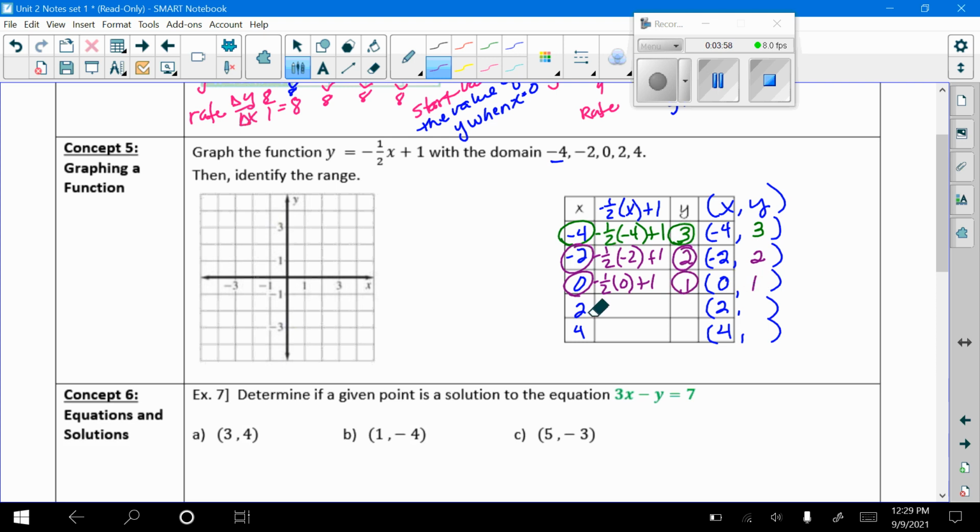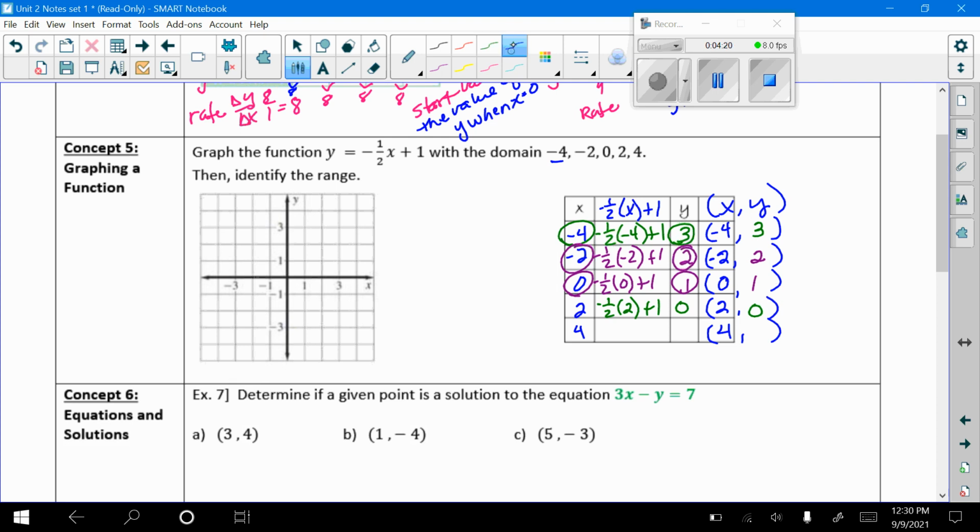The next step I'm going to do is -1/2 times 2 plus 1. Well, a negative and a positive is a negative. So negative. 1/2 of 2 is 1. So -1 plus 1 is 0.